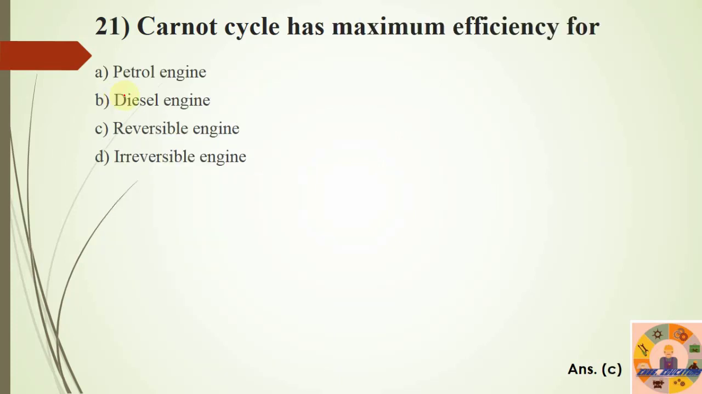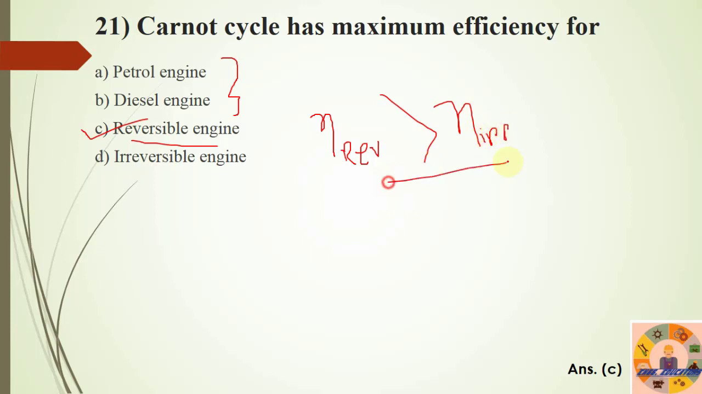Next question is the Carnot cycle has maximum efficiency for option A petrol engine, option B diesel engine, option C reversible engine, and option D irreversible engine. The maximum efficiency for Carnot cycle will be for reversible engine, because the petrol engine and diesel engine are only internally reversible, not externally reversible. And from the Carnot principle we know that the efficiency of a reversible cycle is always greater than efficiency of a irreversible cycle. So the right answer of this question will be reversible engine.